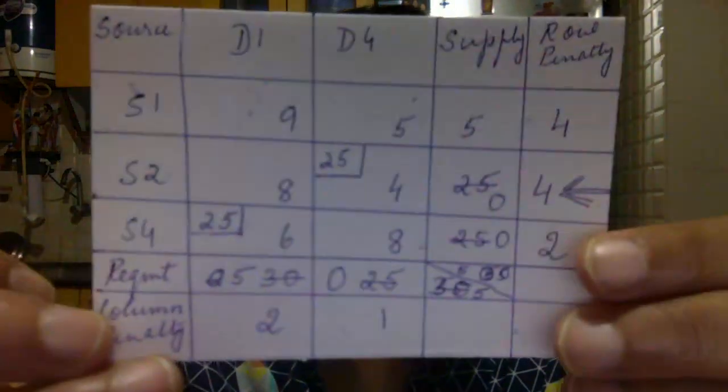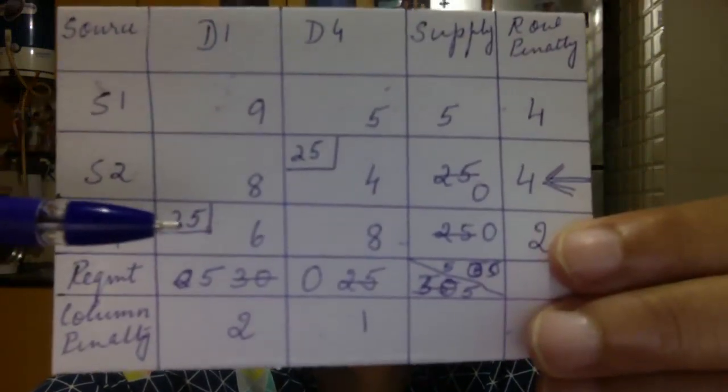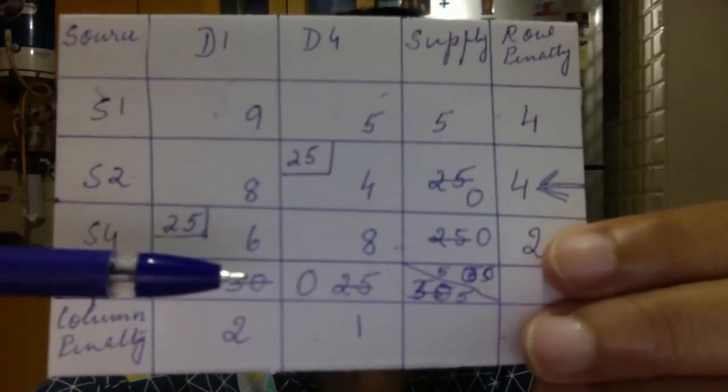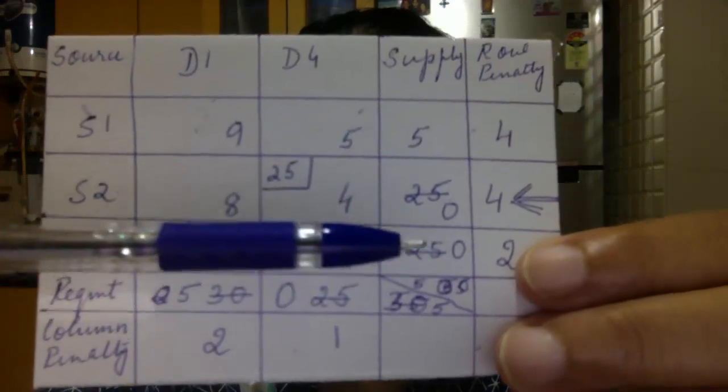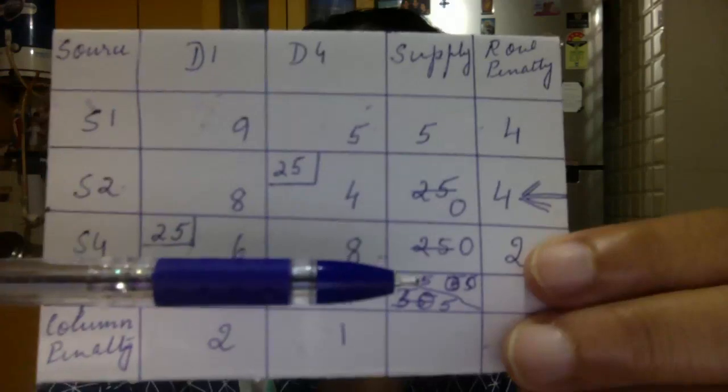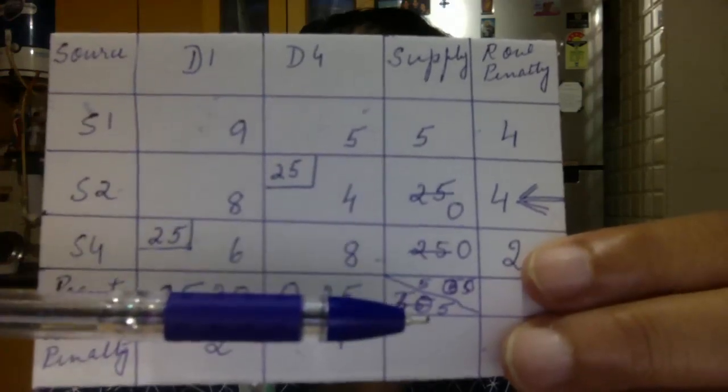Now I have done 4 steps. I have allocated 25 here. I've struck off 30 and made it 5. I've struck off 25, made it 0. Grand total is just 5 now.